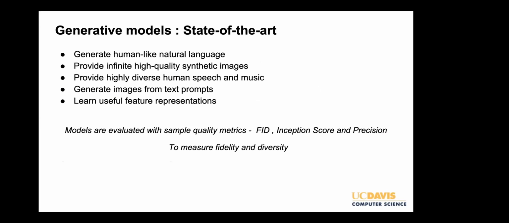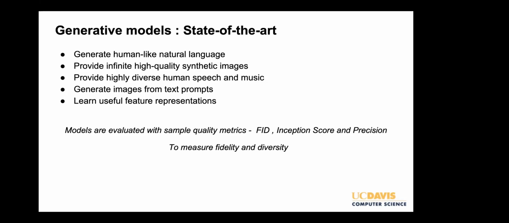Over the past few years, generative models have gained the ability to generate human-like natural language, infinite high-quality synthetic images, and highly diverse human speech and music. These models can be used in a variety of ways, such as generating images from text prompts or learning useful feature representations. While these models are already capable of producing realistic images and sound, there is still room left for improvement beyond the current state of the art. Better generative models could have wide-ranging impacts on various applications such as graphics, games, music, and countless other fields.